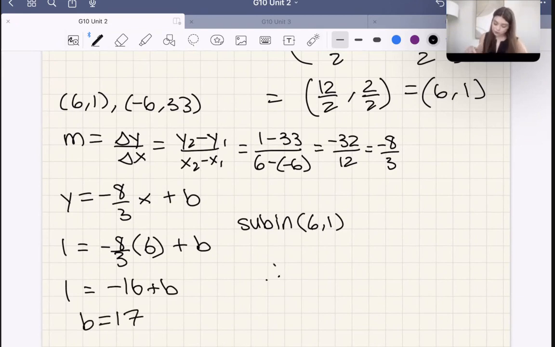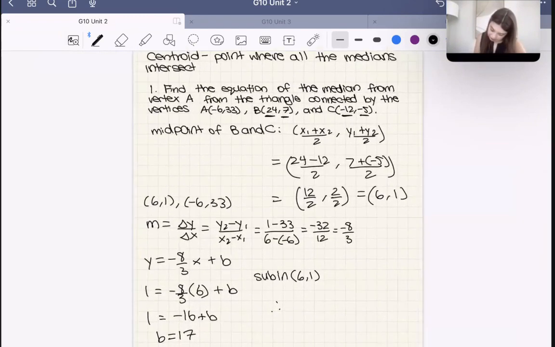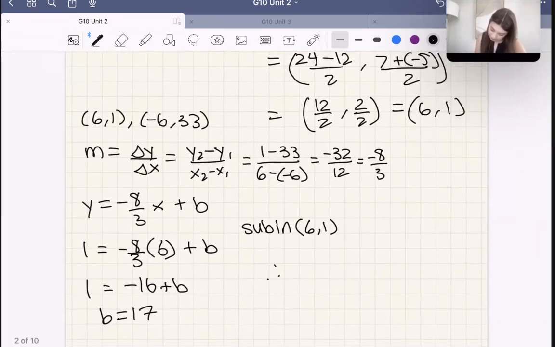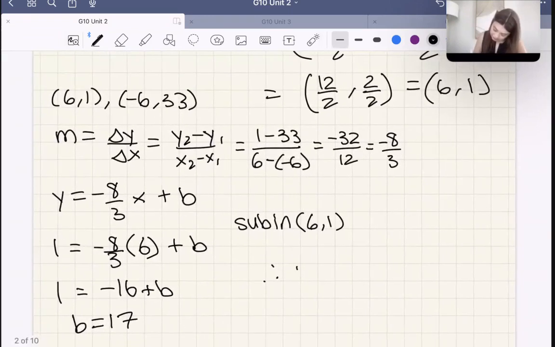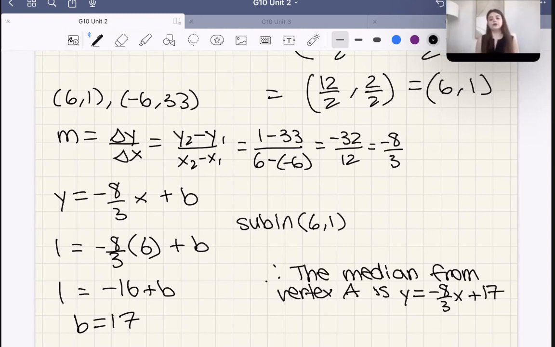So therefore, we have our final answer now. Therefore, our final answer, or the median from vertex A is y equals negative 8 over 3x plus 17. And there we go. There's our final answer.